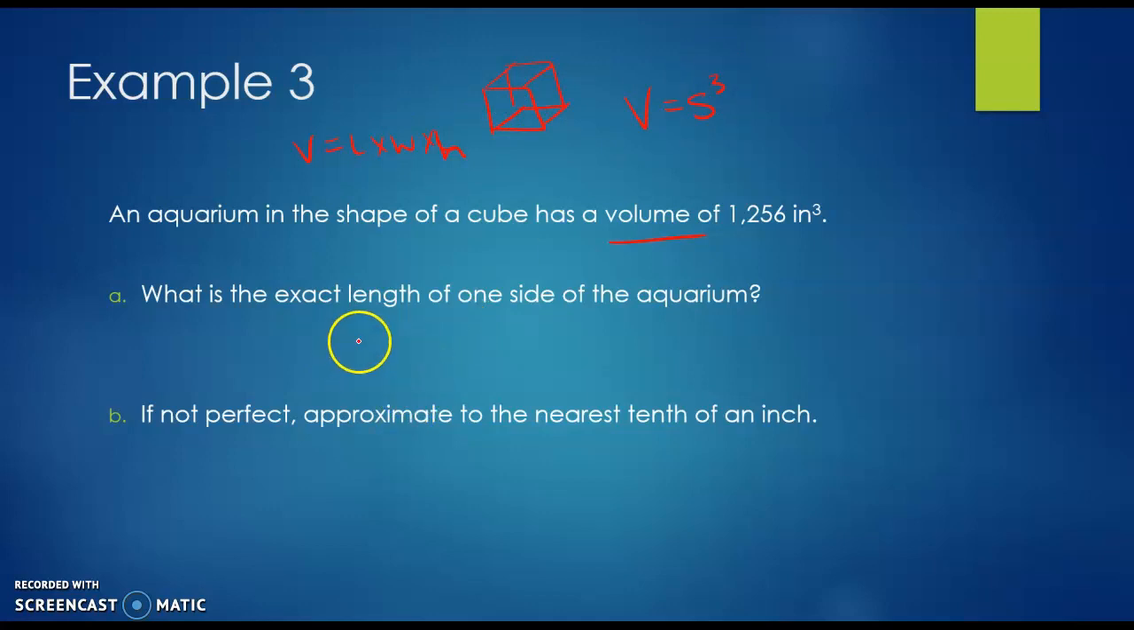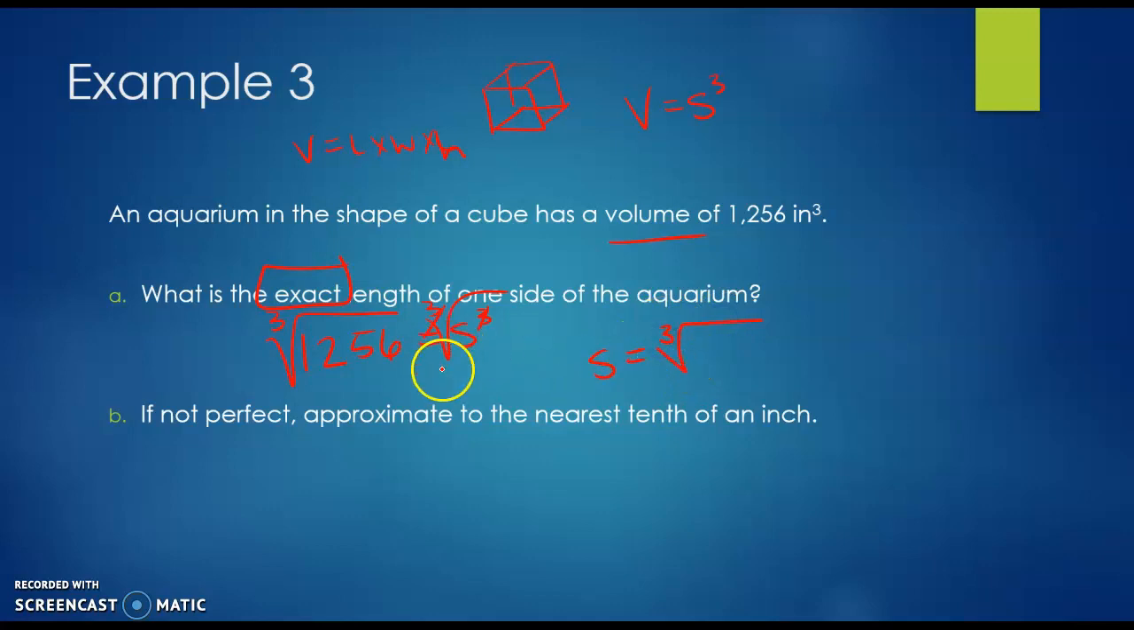So this is wanting to know what the exact length of one side of the aquarium is going to be. So my volume is 1,256 is equal to the side cubed. So to solve, I'm going to take the cube root of both sides. Now, again, this one's exact. So that means no decimals. That means no rounding. That doesn't mean find the cube root and then round it. It means leave it in the cube root.